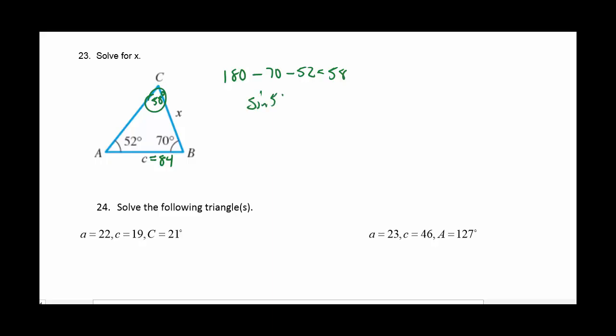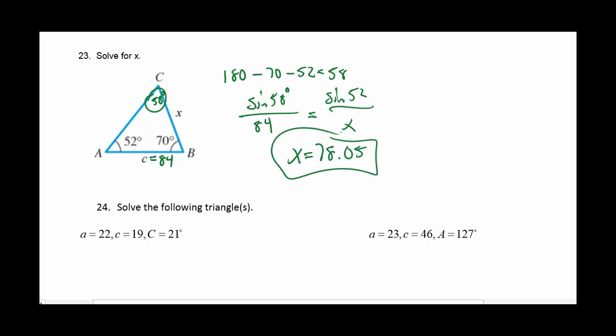So it's sine of 58 over 84 equals sine of 52 over x. So that's law of sines, so you want to cross multiply and then divide. So 84 times the sine of 52, and then take that and divide that by the sine of 58. And I get that x is 78.05. And that's perfectly fine.